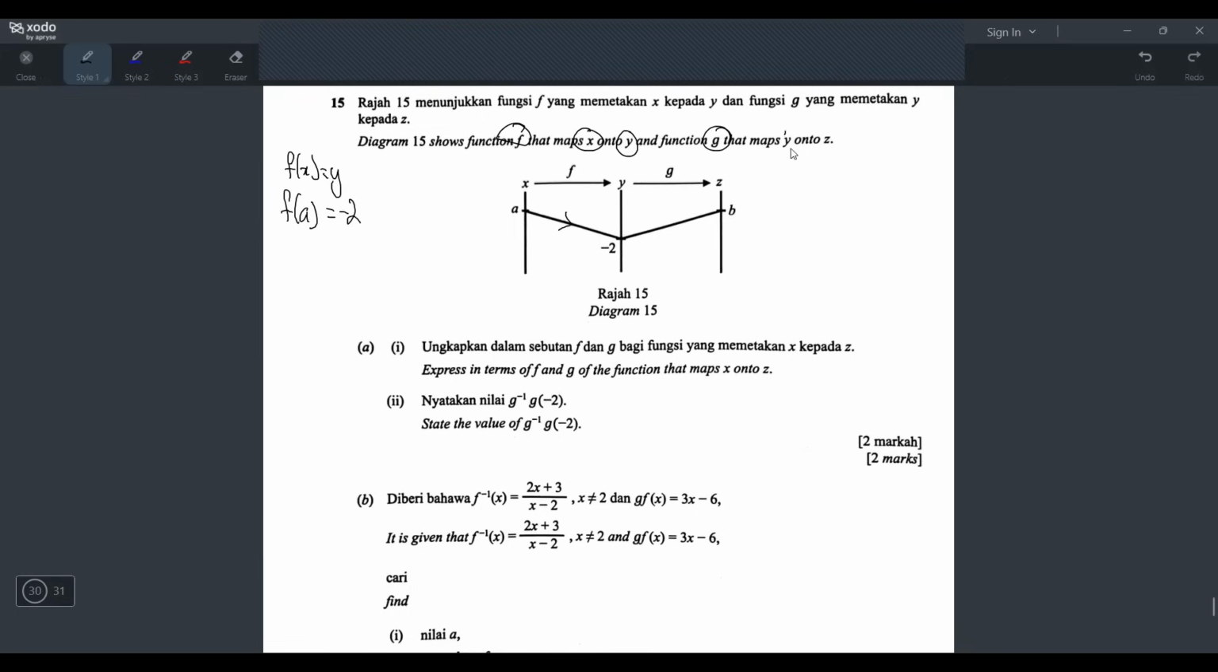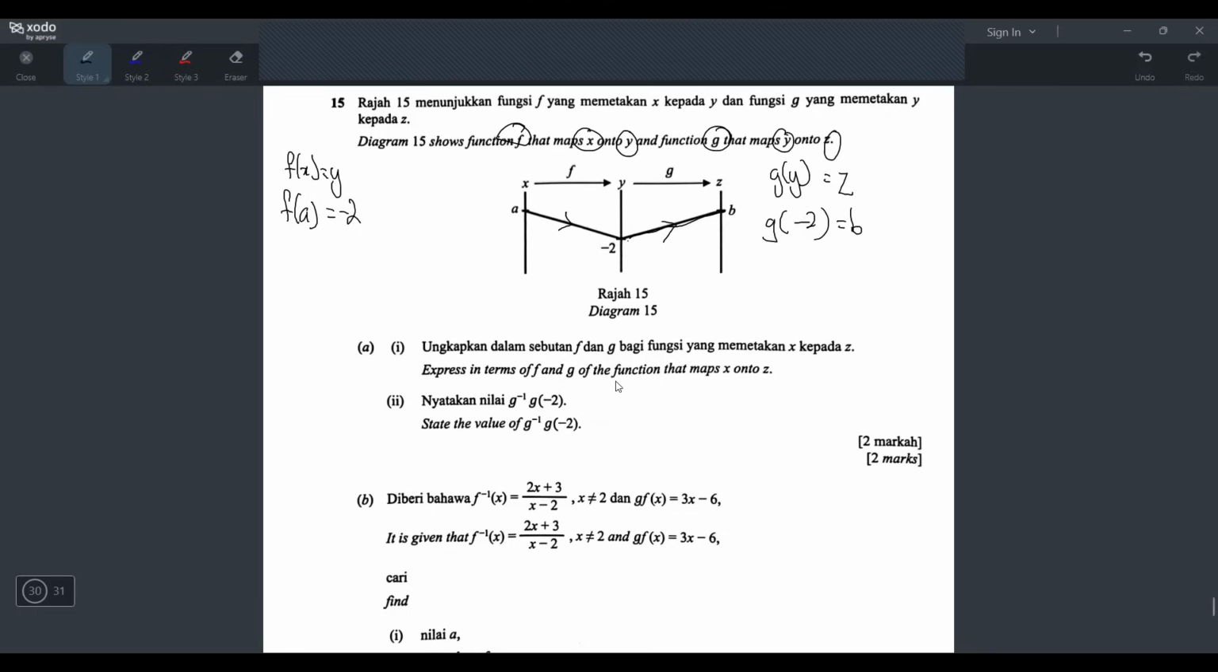And then function g that maps y onto z. It means g(y), okay, when y is the object of function g, you will get z as your answer. And they also put a line here. So when y is -2, you can see the line links to b, okay, it goes to b. So when -2 is the object, and then it goes through function g, you will get b, right? So with this information, I think I can do a1 now.